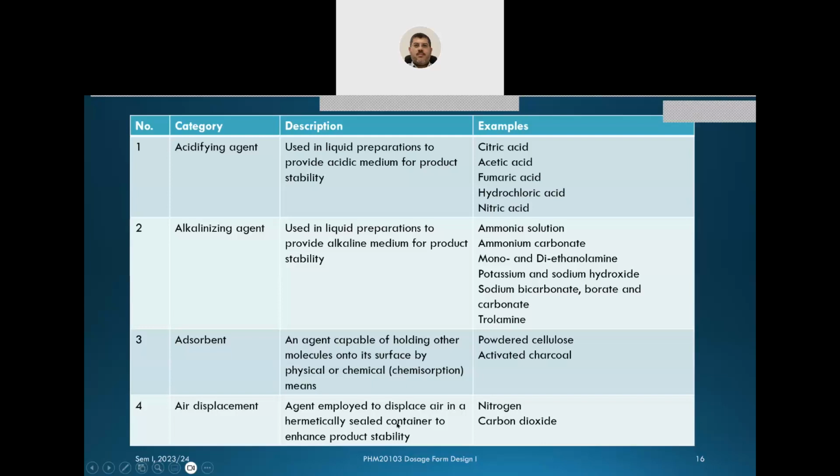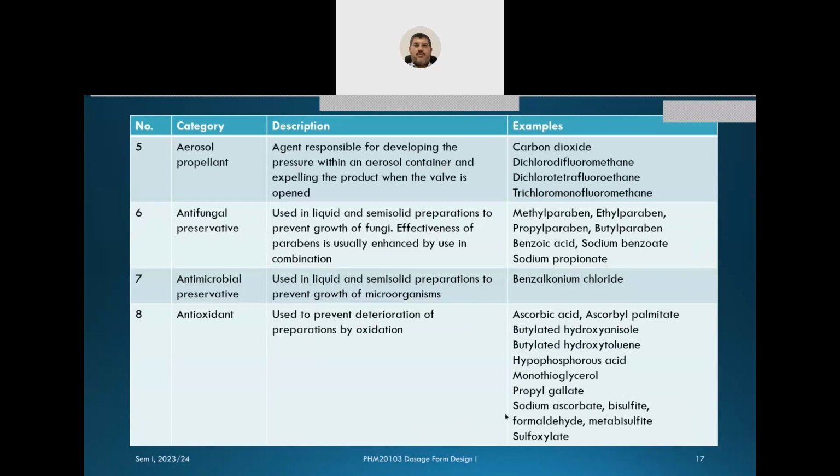Some are used for air displacement. If the drug is easily oxidized, then it will be packed in a hermetically sealed container, which means it doesn't allow the passage of air. And it is not 100% full. There is a space inside the container. We replace the air in this space with a gas that doesn't react with the drug, like nitrogen or carbon dioxide. Okay, so we use it for air displacement.